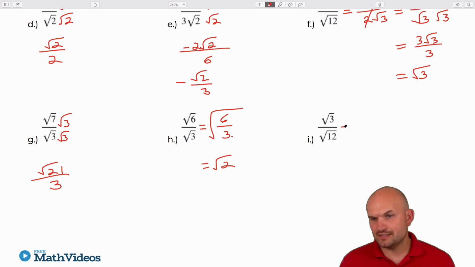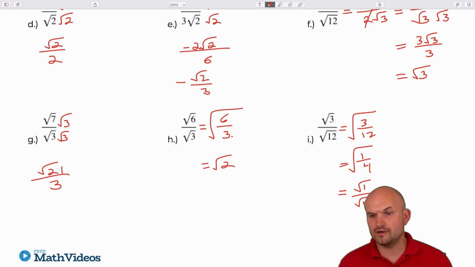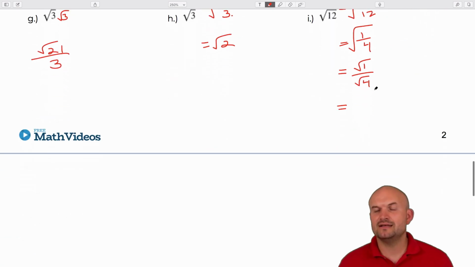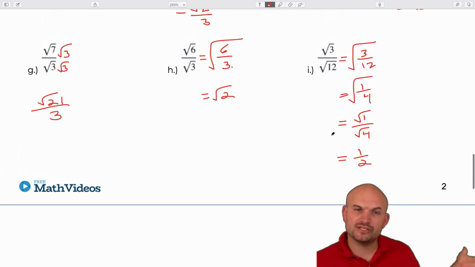And in the same case here, I'm going to break this up into 3 over 12. I know I can reduce 3 over 12 into 1/4. Now here it might not be as obvious, so therefore I'm going to break this back apart into the square root of 1 over the square root of 4. That allows me to see this as 1 over 2. It might not have been as obvious, but you can see that's really just 1/2.